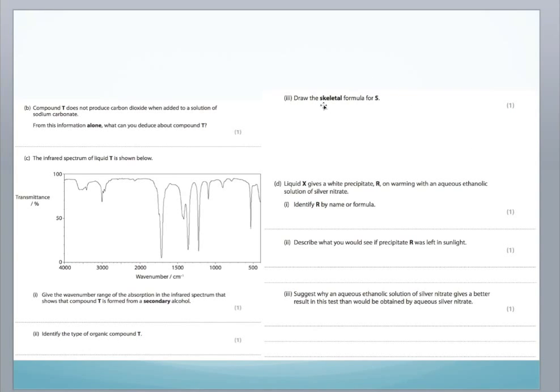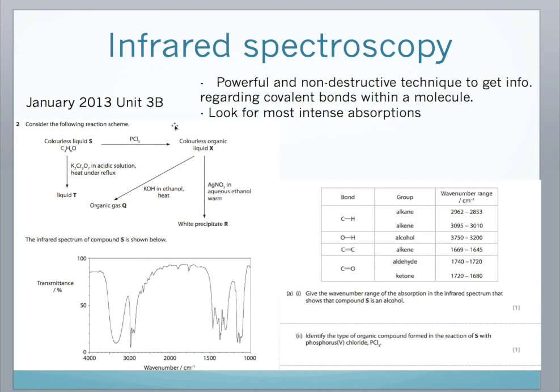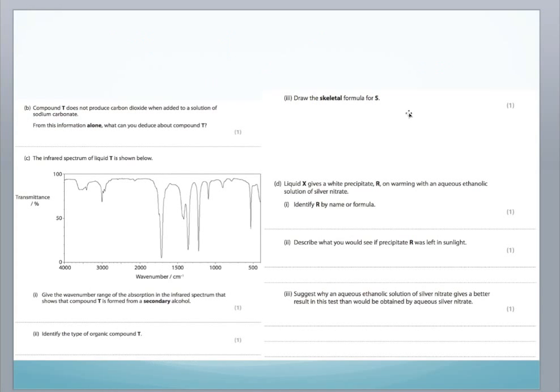Next, they're asking us to draw the skeletal formula of S. So let's look back at our diagram here. S is our alcohol, and we know that it gets oxidized to a ketone. Therefore, we know that it is a secondary alcohol, and it has 3 carbons. They're asking us to draw a skeletal formula. Therefore, the answer should look something like this.